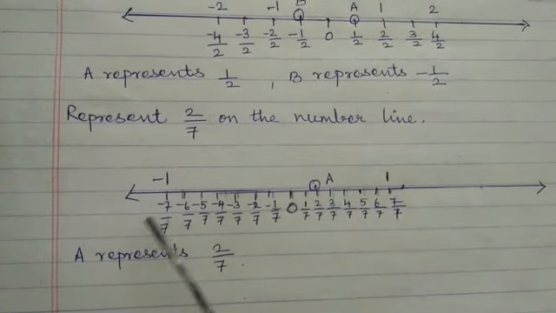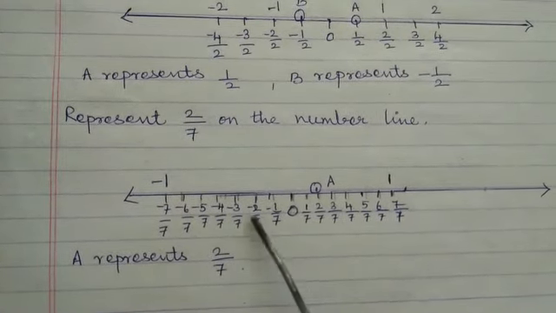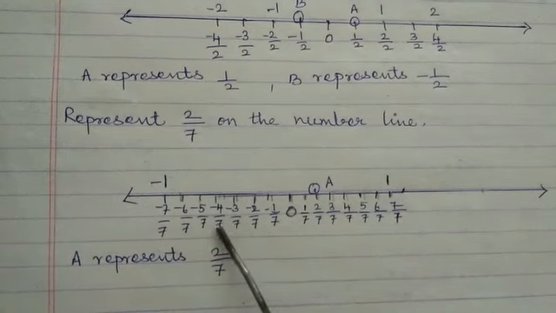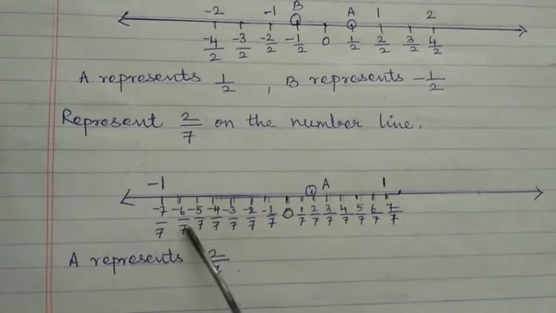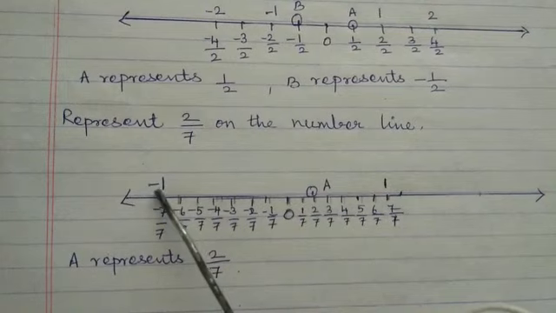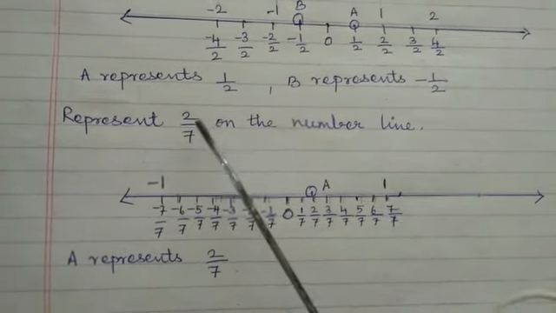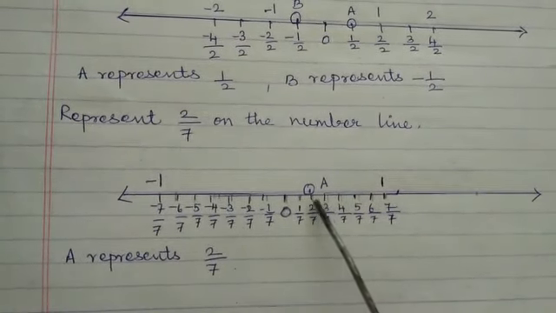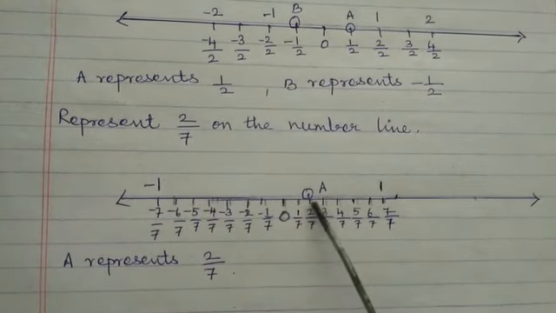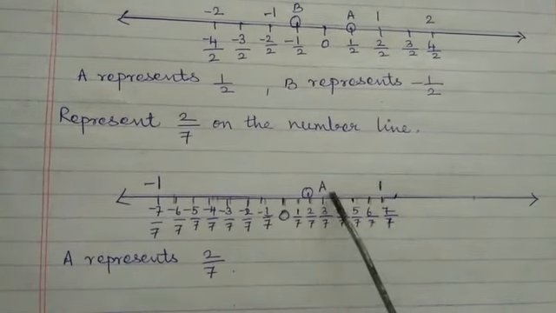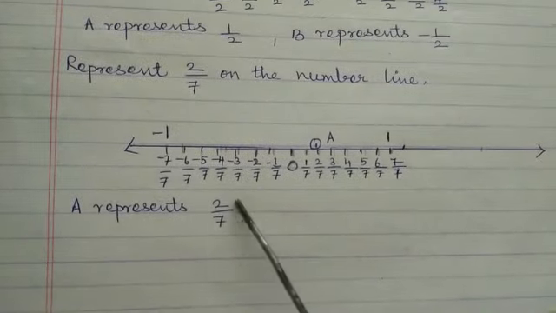On the left hand side, the same way, minus 1 by 7, minus 2 by 7, minus 3 by 7, minus 4 by 7, minus 5 by 7, minus 6 by 7, minus 7 by 7, which is equal to minus 1. Now the question is 2 by 7. So where is 2 by 7? Here. Now you circle it and name it with any alphabet, A. So A represents 2 by 7.